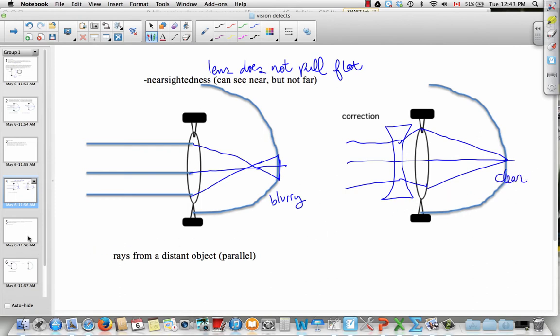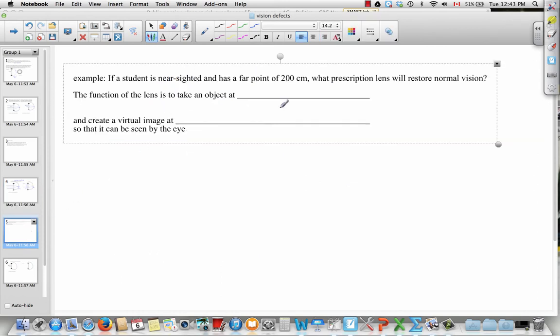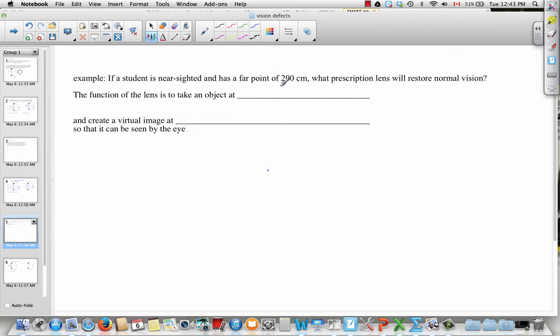Now, calculation-wise, we speak of the far point. So if you're nearsighted, your far point is no longer at infinity. It might, say, be at 200 centimeters. That means the furthest distance that you can see clearly is 200 centimeters. So if you had an object that was quite distant, say at your ideal far point, which should be an infinite distance away, what you want to do is wear a corrective lens so that the corrective lens puts an image where your eye can see it at your actual far point of 200 centimeters.